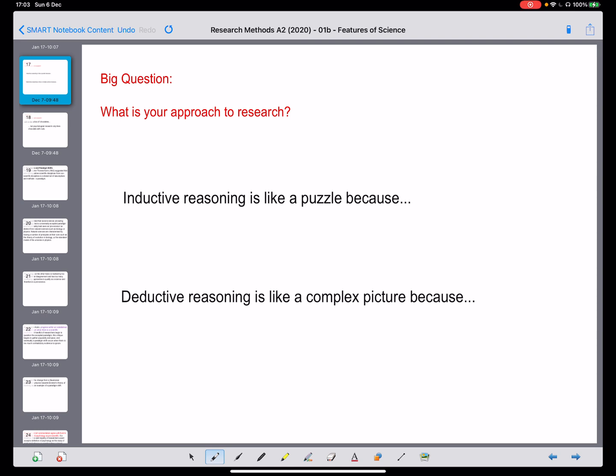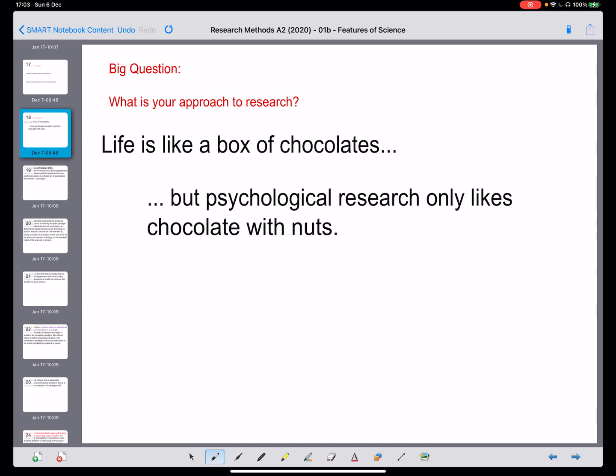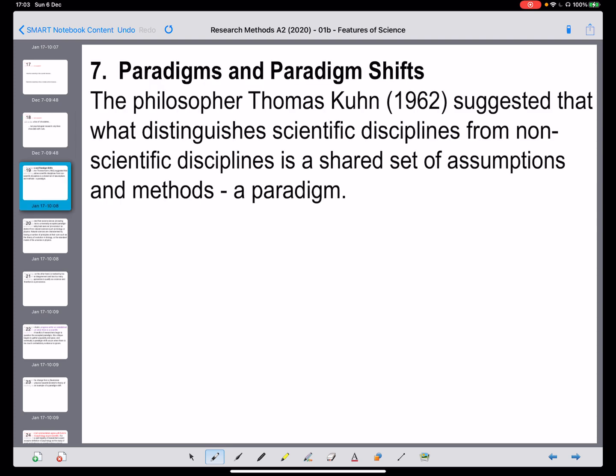Or it could just be that, once again, going back to our objectivity, we are a little bit different to everyone else. And of course, we're looking for nuts in our research. So that was your hypothesis testing.